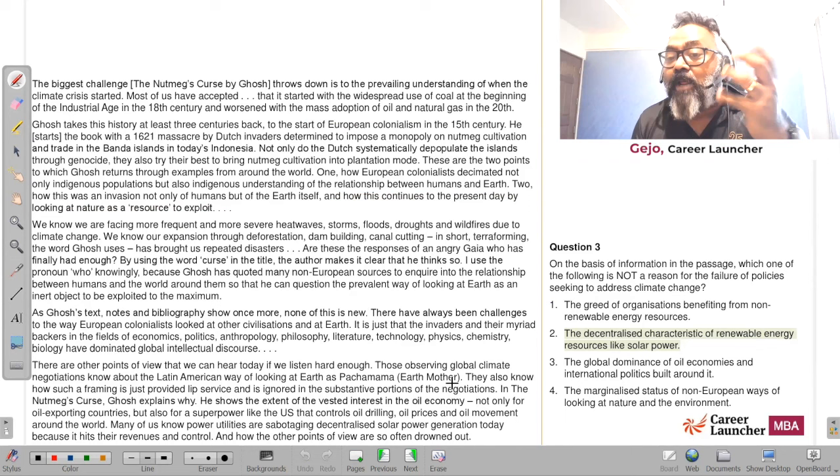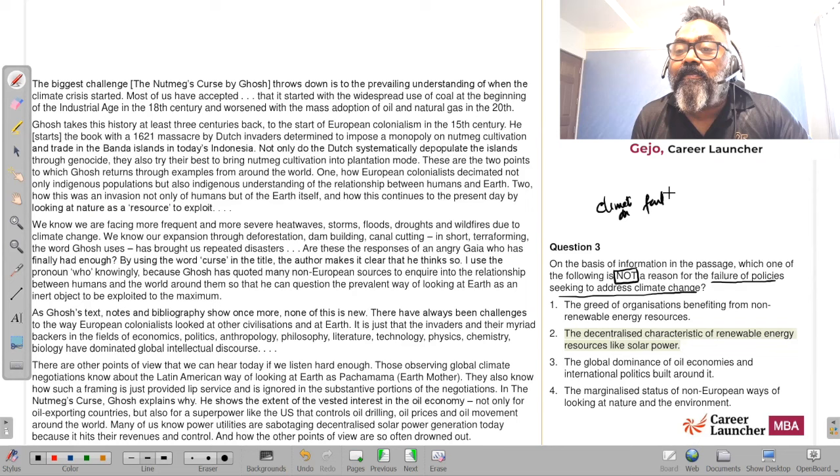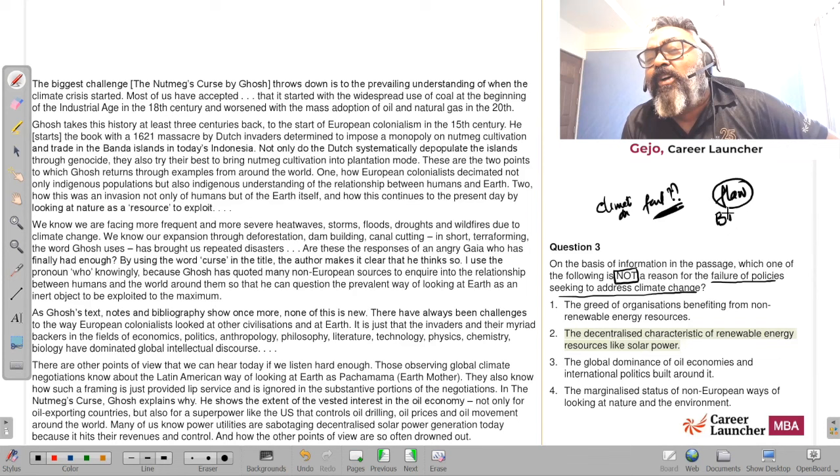On the basis of information in the passage, which of the following is not a reason for the failure of policies seeking to address climate change? Why did the policies fail? A lot of things are mentioned. So we're looking at which is not the reason, something that is not aligned with the passage. You are identifying the flaw. Identifying the flaw is very easy. We're going to be in beast mode. We'll identify the one thing that is not mentioned.